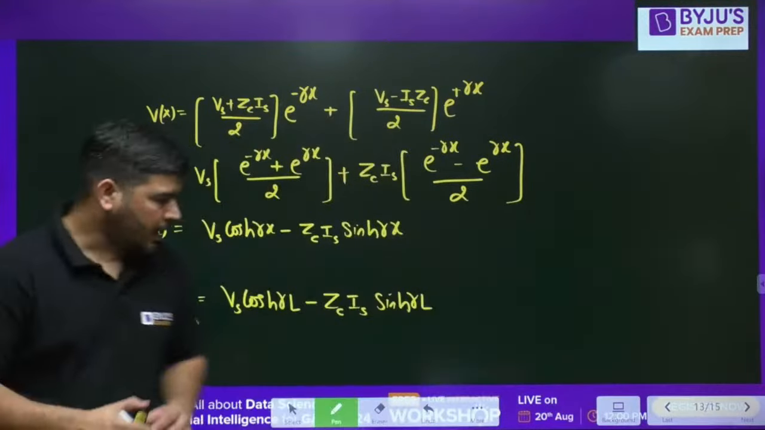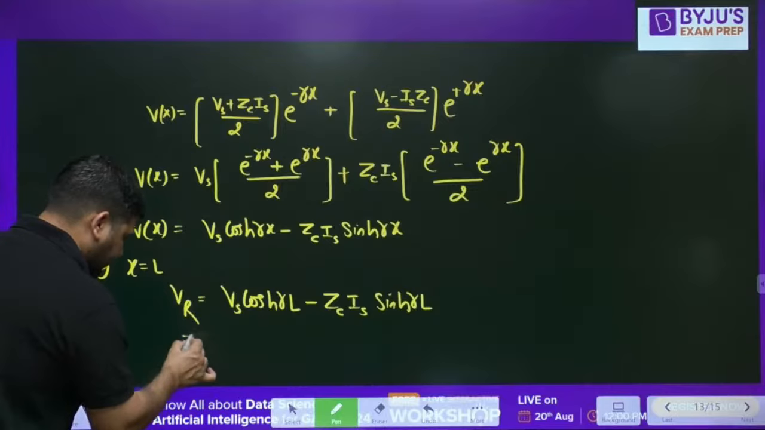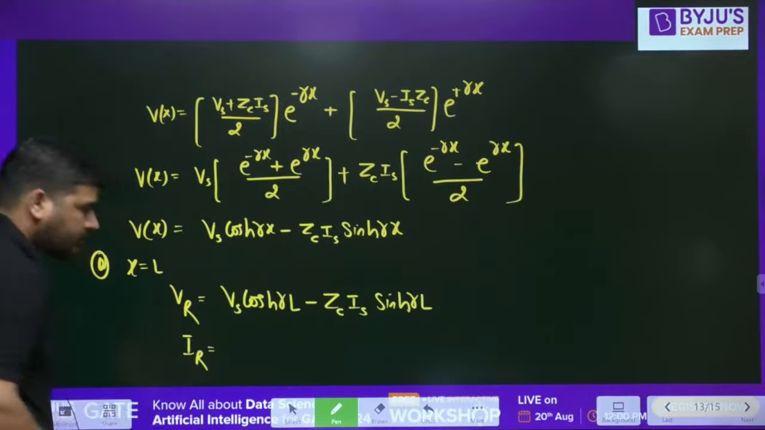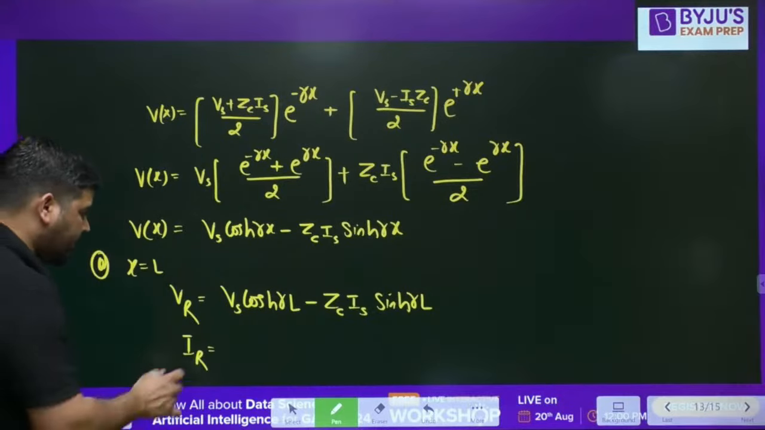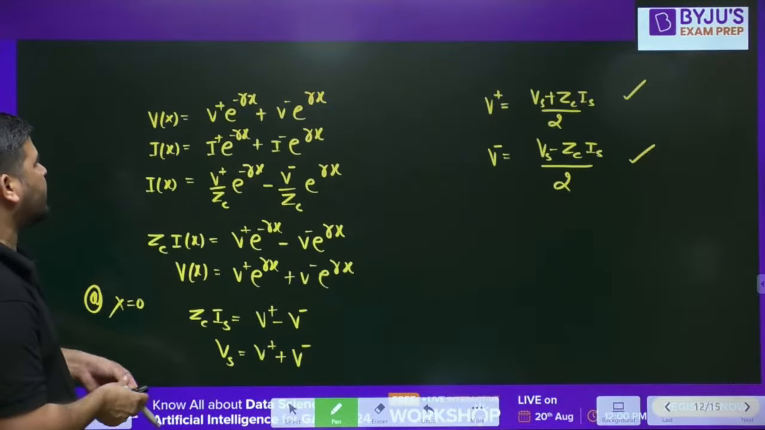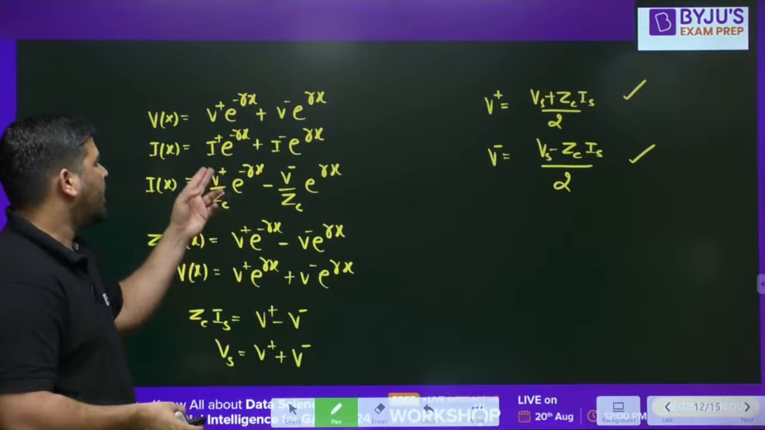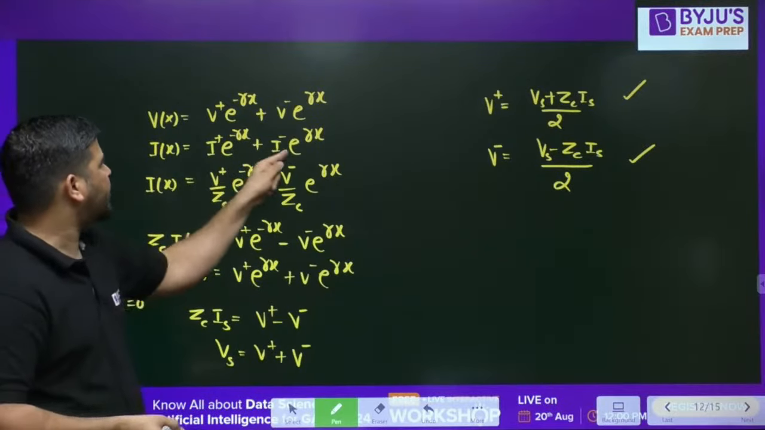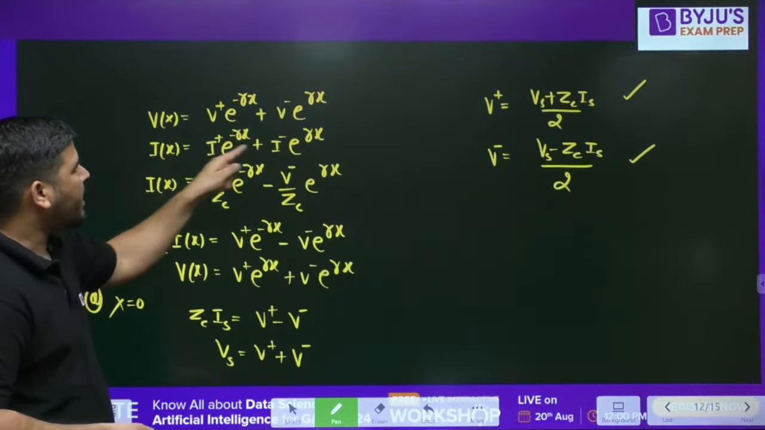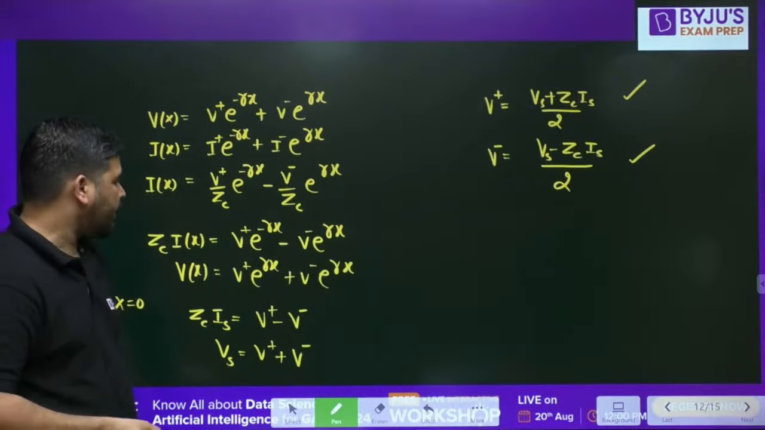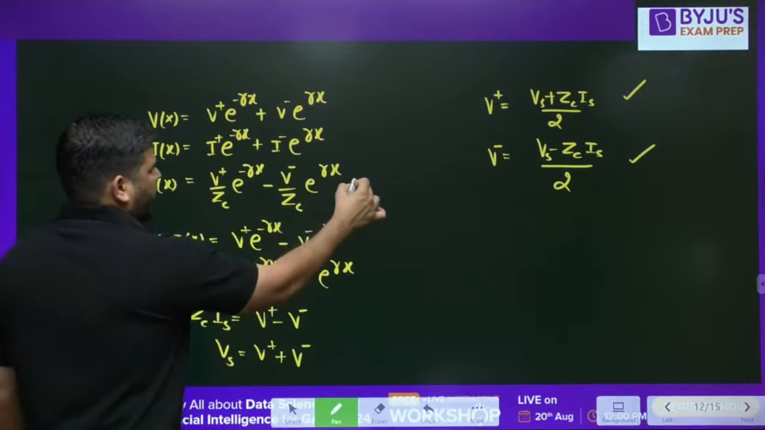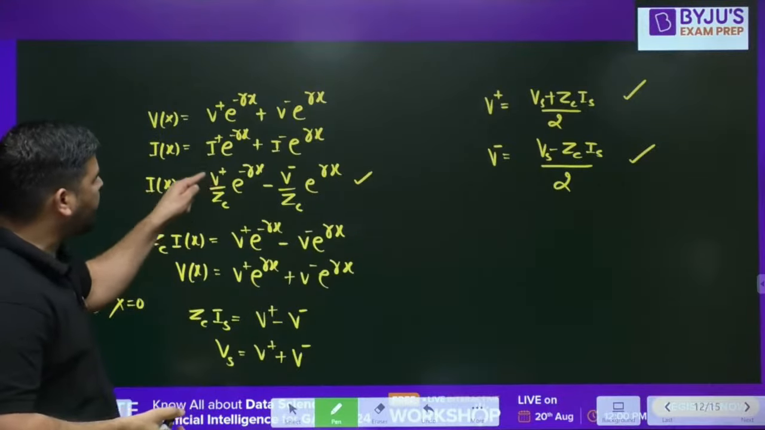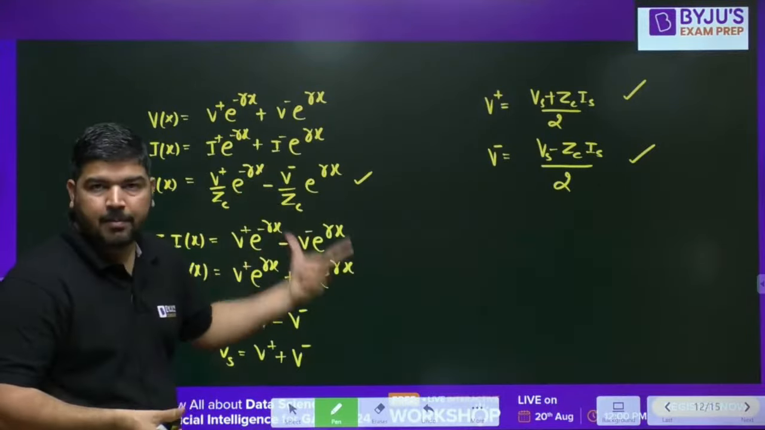Similarly, you can calculate the current IR. You can calculate the value of current IR, and that will be equal to, let me write again, in this expression, I plus and I minus. In the expression of current, you can put these I plus and I minus like this. Okay, this is my Ix. Now here you can put the value of V plus and V minus, and you can separate it out.